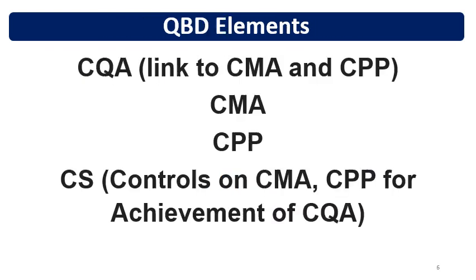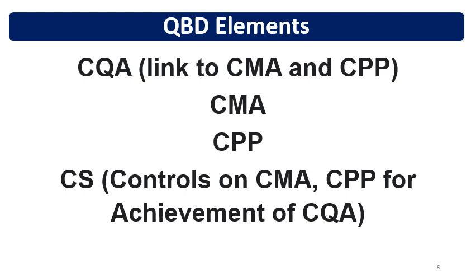Now we will see what is the link between the QbD elements: CQA, CPP and control strategy. CQAs are the critical quality attributes of the product, and those critical attributes are linked to the CMAs and CPPs.